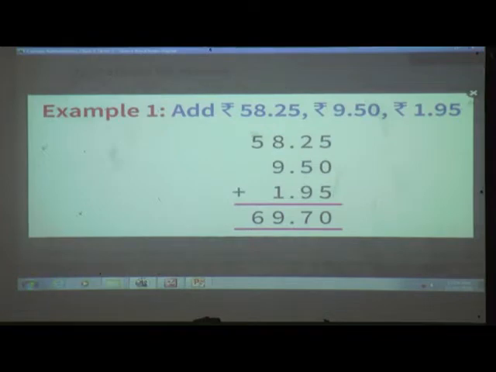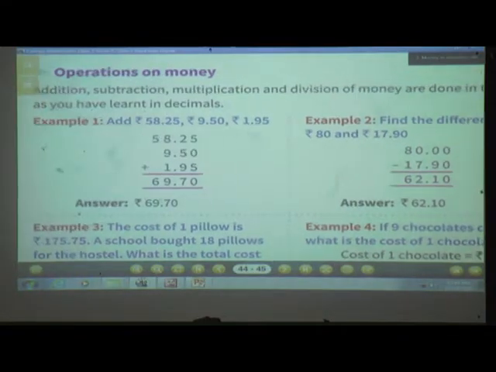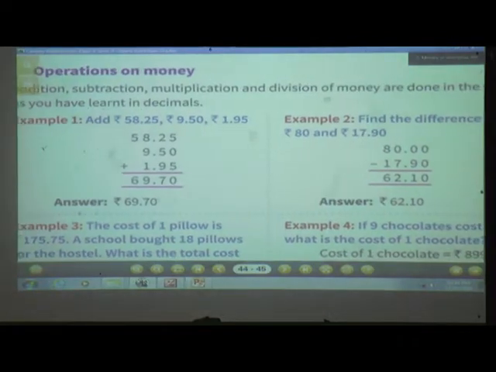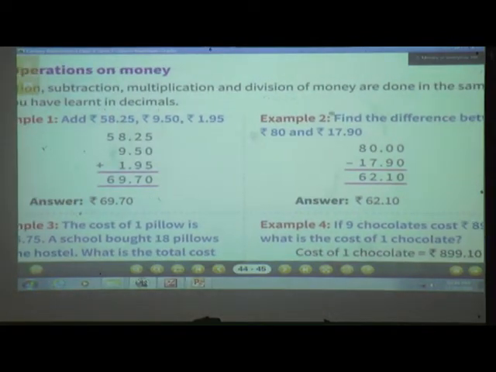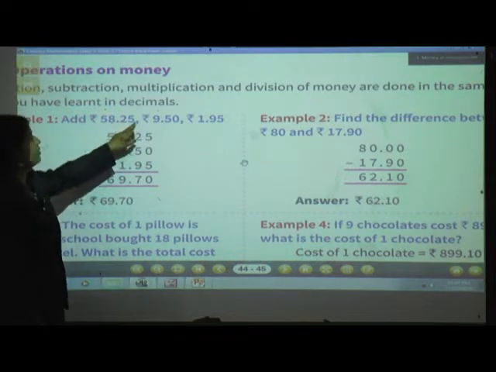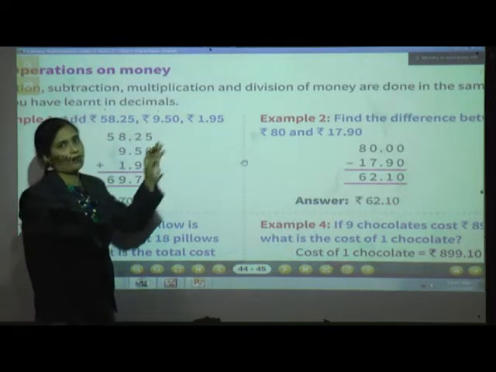Operation on money. Addition and subtraction, multiplication and division of money are done in the same way as you have learned in decimals. Now we'll solve the first example. Add rupees 58.25, rupees 9.50 and rupees 1.95.